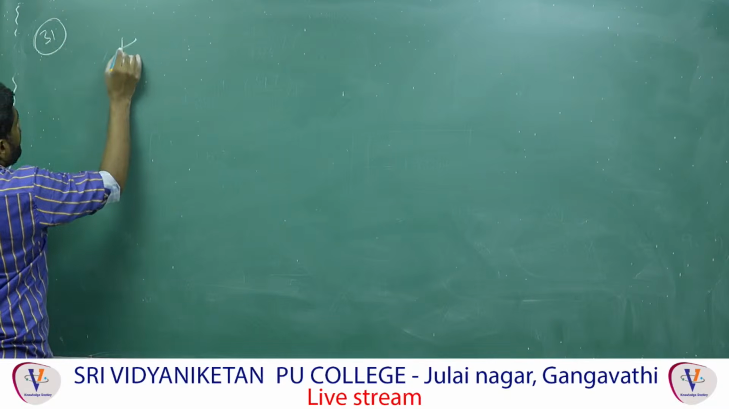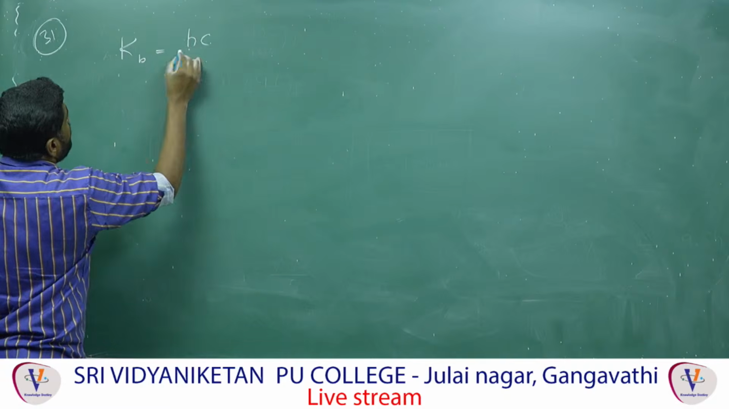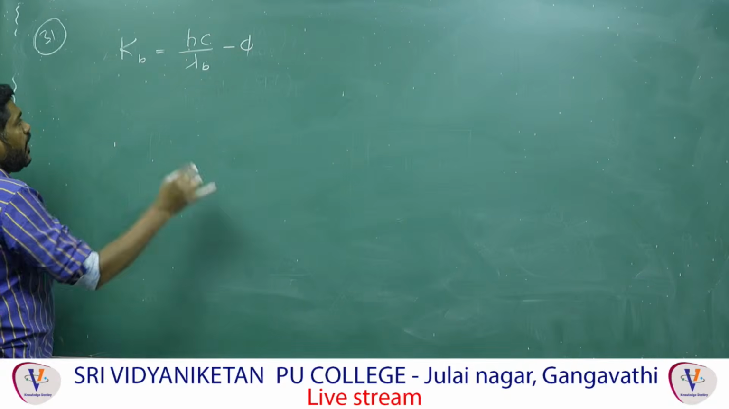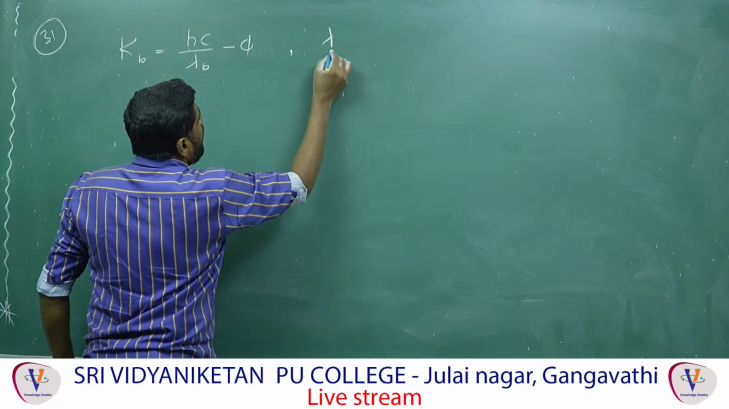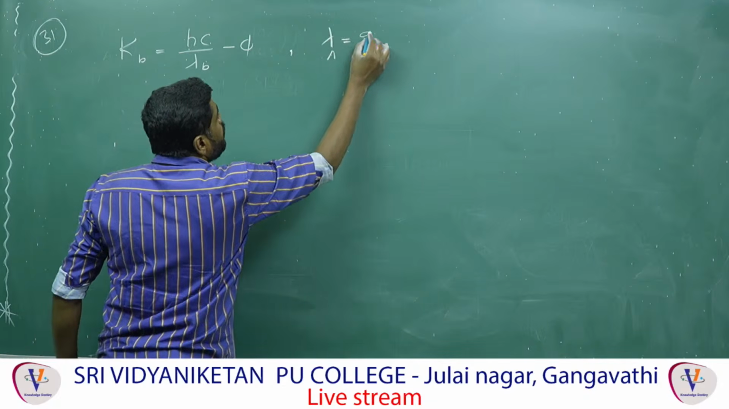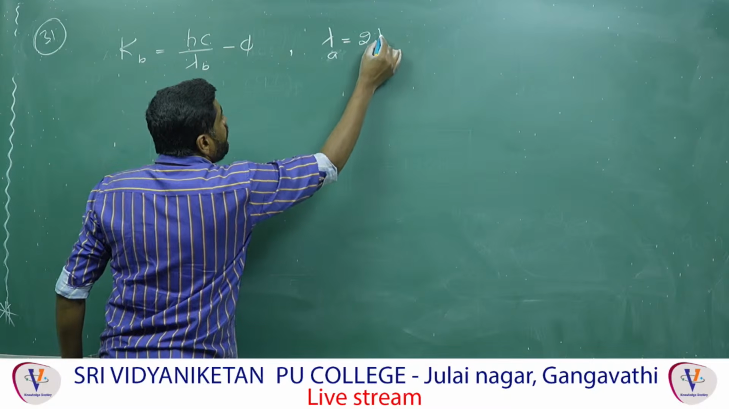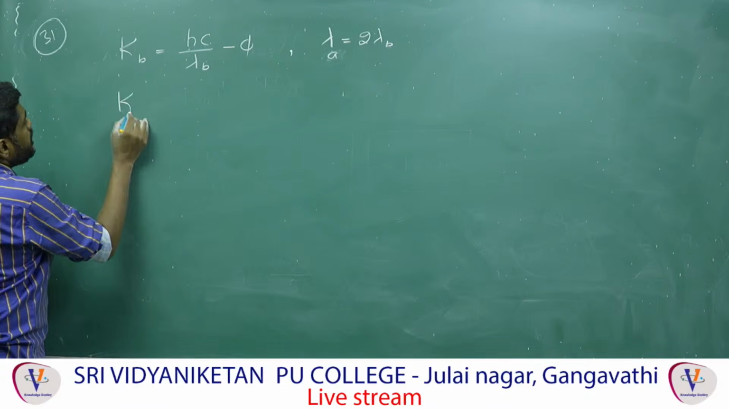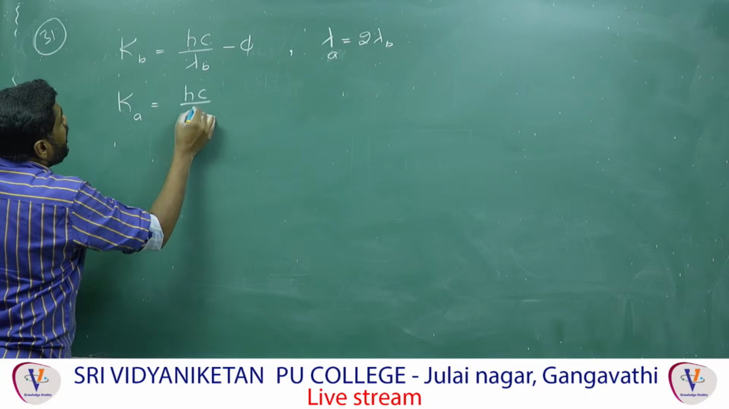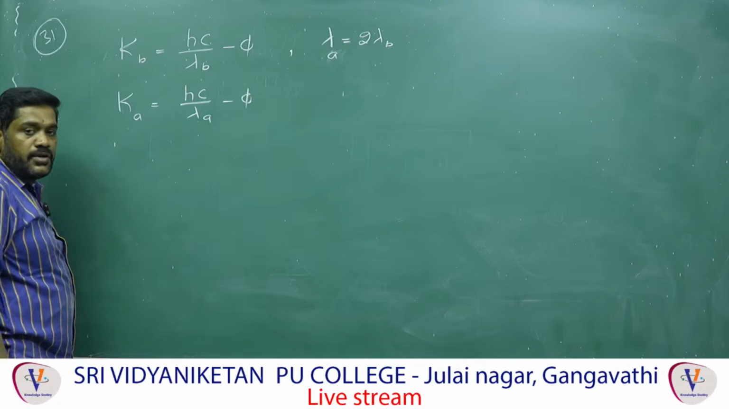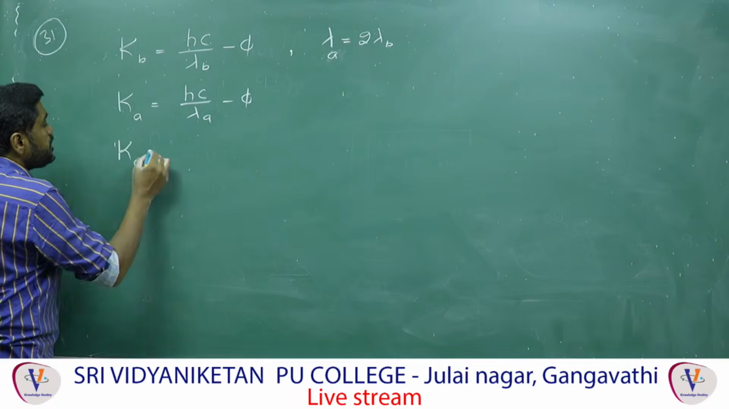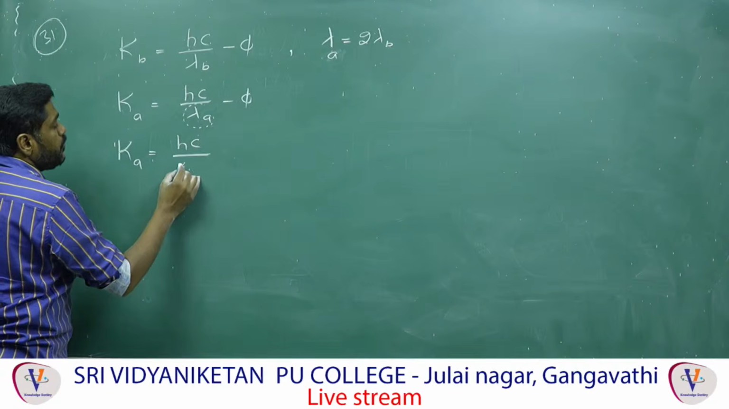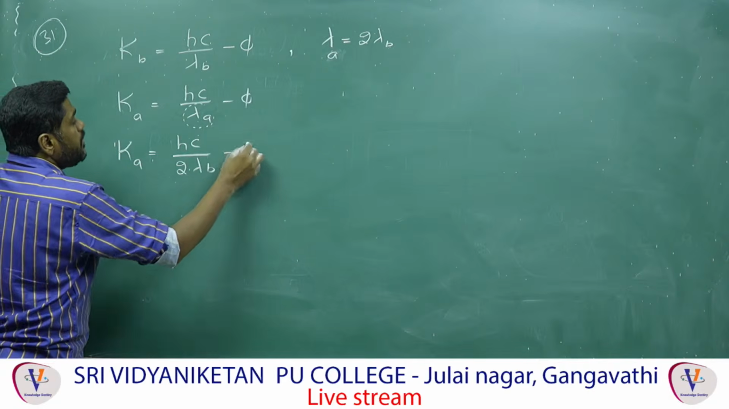For B, KB is equal to HC by lambda B minus phi, where phi is the work function. And here one more condition: they have given lambda A is equal to 2 times lambda B. I am taking the small letters. The maximum kinetic energy of A is equal to HC by lambda A minus phi. Now KA is equal to HC by, in place of lambda A, you substitute that value, so 2 into lambda B, minus phi.